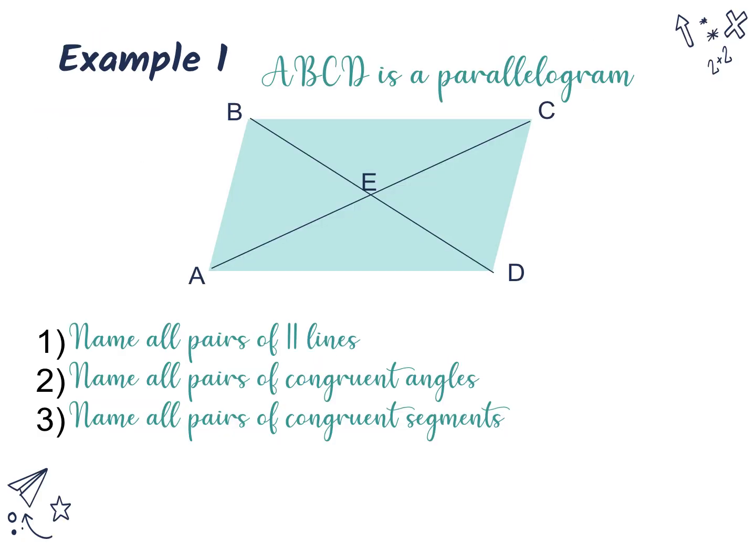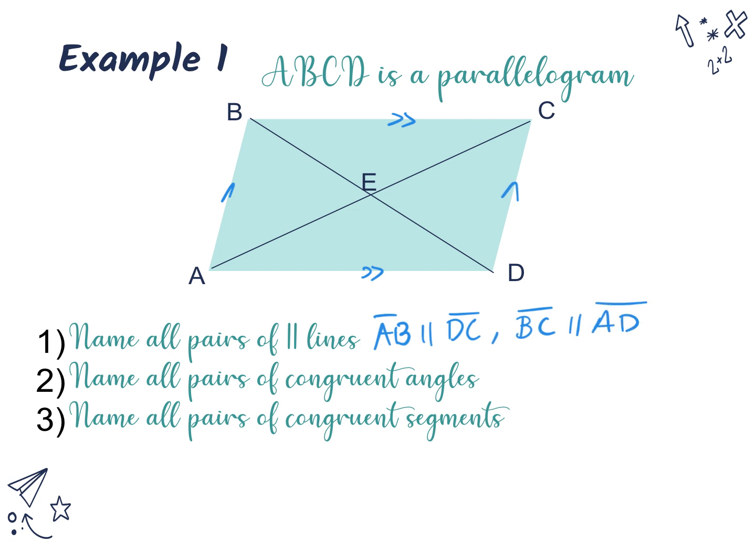So let's do example 1. We have parallelogram ABCD, and they want us to first name all pairs of parallel lines. Second, name all pairs of congruent angles. Third, name all pairs of congruent segments. All right, so we have to name all the pairs of parallel lines. As we know, the parallel lines are these. So the parallel lines are going to be AB is parallel to DC, as well as BC is parallel to AD.